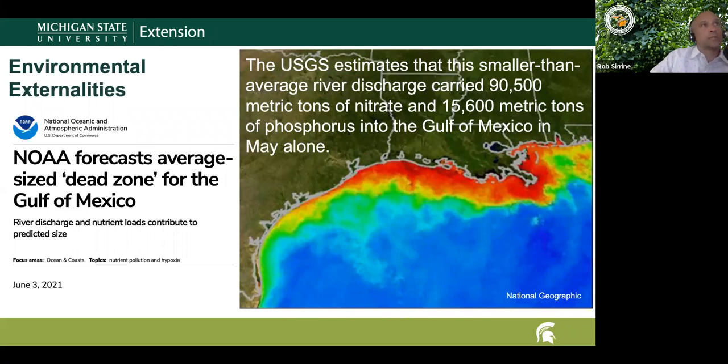So this zone basically is a hypoxic zone where these nutrients come in, they create algal blooms, and then this dies and sinks. It depletes oxygen levels, so no fish can live in that area. This has been happening every year since they've been measuring, 1985.